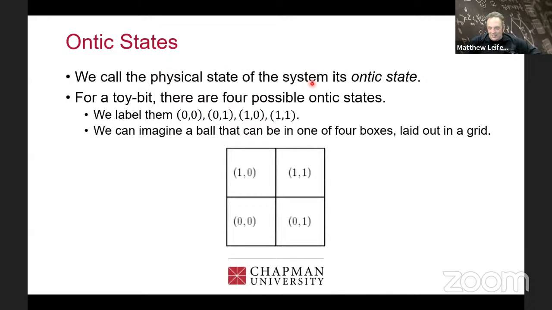So the physical state of a system, what really exists in reality, independent of us, is called its ontic state. For a toy bit, there's going to be 4 possible ontic states, and we'll just label them by the 4 possible bit strings. And if you like, you can imagine that the physical system that we're talking about is a ball that can be in one of 4 boxes, and the boxes are laid out in a grid like this, right? So the first bit tells you whether you're at the front or the back, top or bottom, and the second bit tells you whether you're on the left or the right. That's just an example, but these are just abstract states.